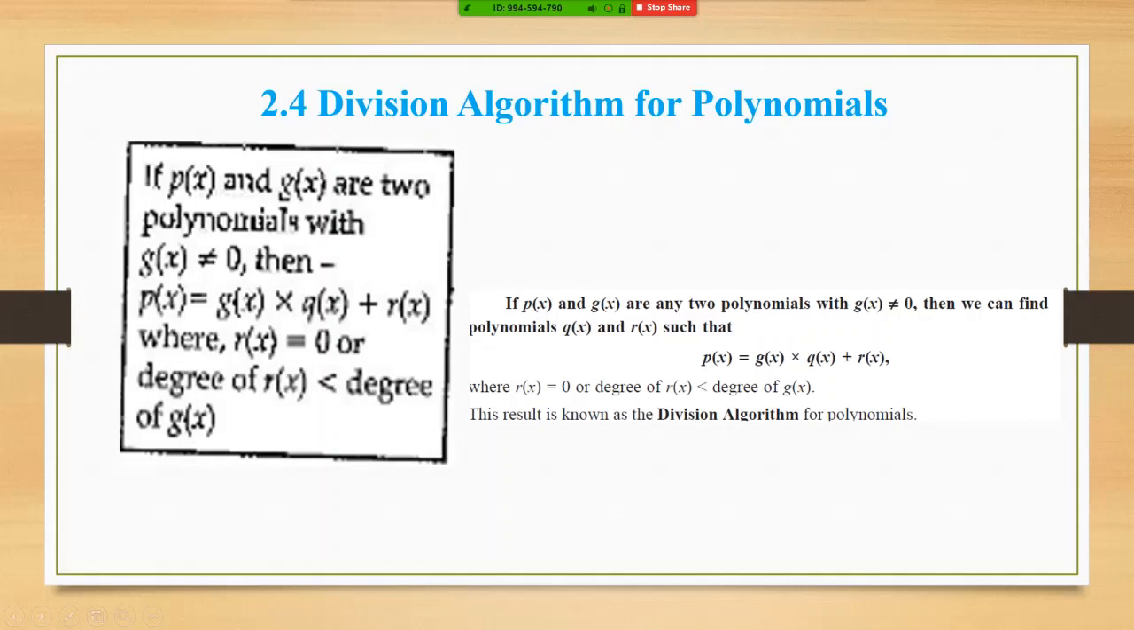So take this down. P(x) and G(x) are two polynomials, G(x) is not equal to 0. Divisor cannot be equal to 0. So finish this off. Where R(x) is equal to 0 or the degree of R(x) is less than the degree of the divisor. Finish it off.